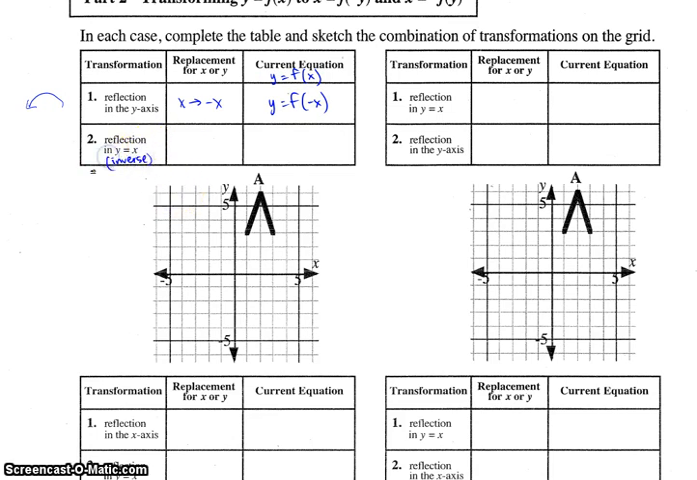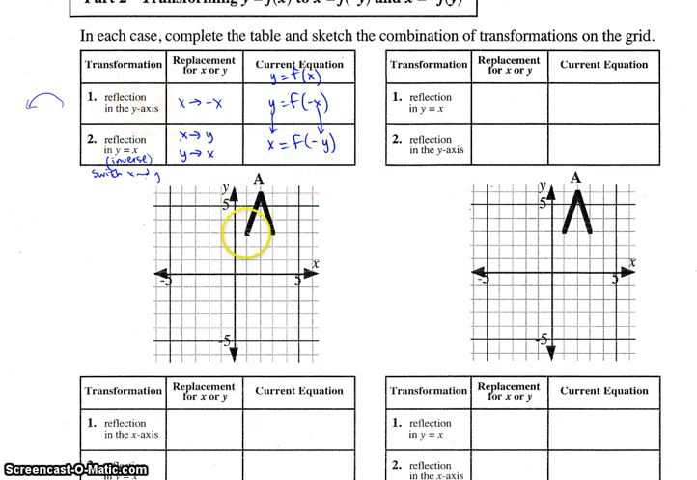Okay, so we want to switch x and y. So that means x gets replaced with y, and y gets replaced with x. There's our replacements. So from this equation here, that would now be x equals f and then negative y. The negative still stays there. Don't worry about that. X simply gets replaced with y. And there's our equation. Now I guess we should do this on the graph, shouldn't we?